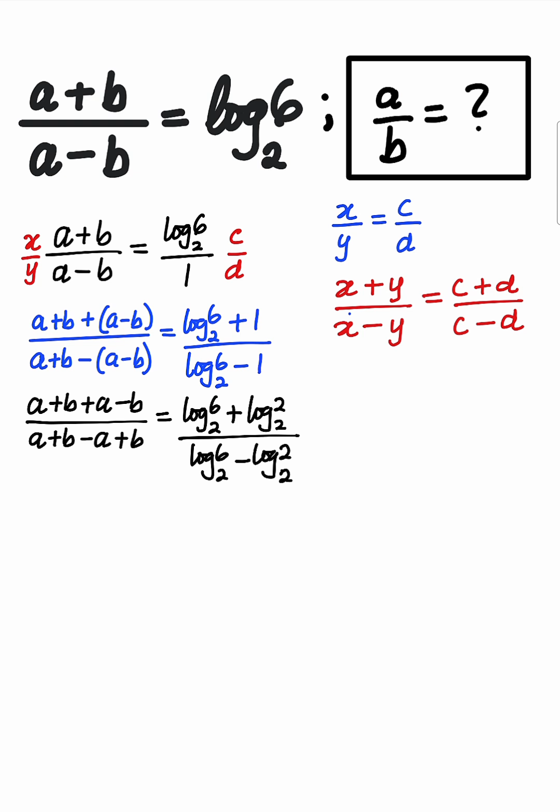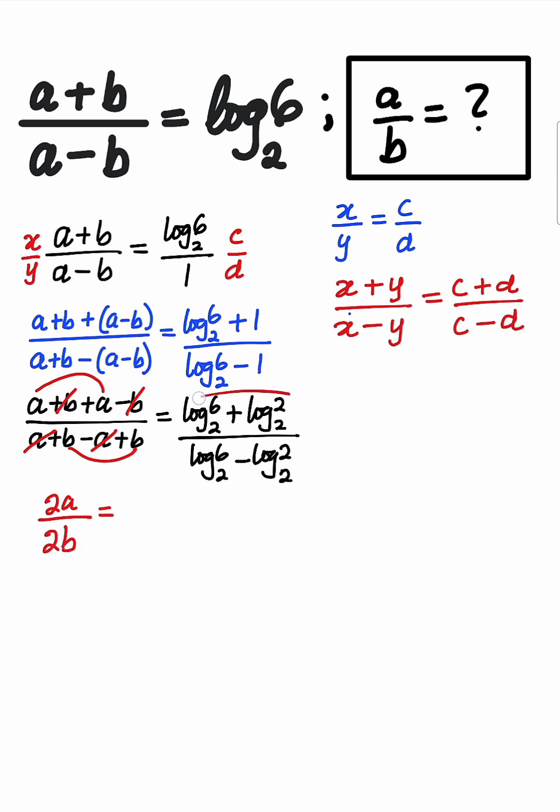From the left hand side we can see that a plus a will give us 2a. Then you can see that we have b here and its opposite here, which means they clear out. The same at the denominator: here we have a and its opposite, which means we clear them off. So here b plus b will give us 2b.